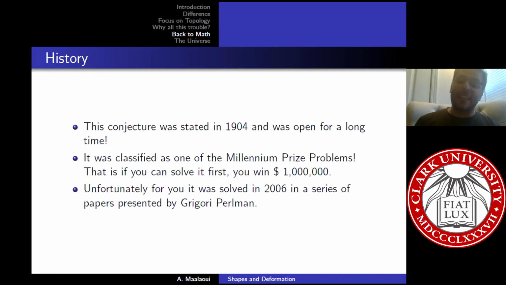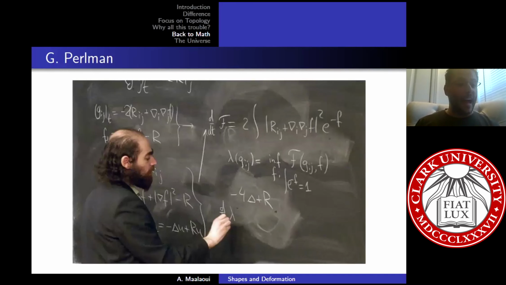But unfortunately for you, this was solved in 2006 in a series of papers presented by Gregory Perelman. So too bad for you, you lost $1 million. And this is the guy, Gregory Perelman. I would recommend that you read a little bit about him and about the whole story about giving him the money and him refusing the money. It's fun to read about it. It's really interesting gossip.